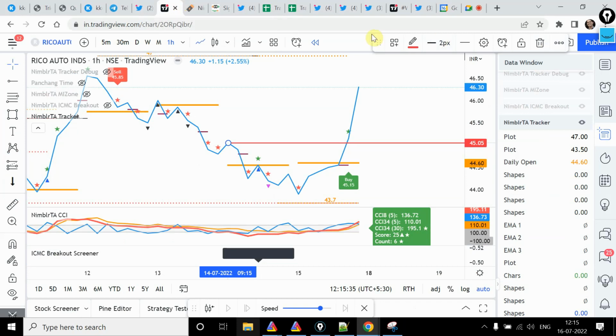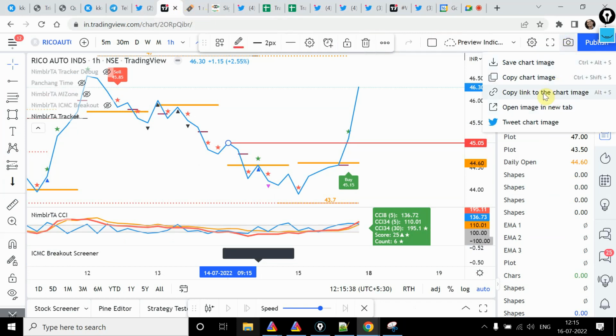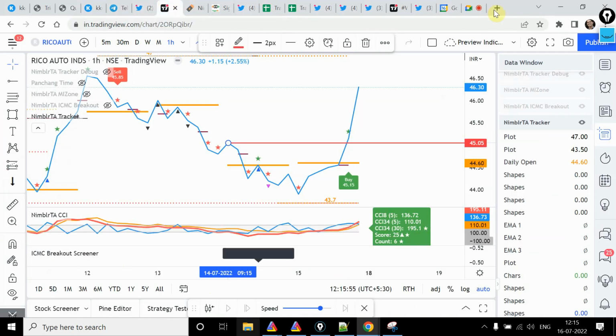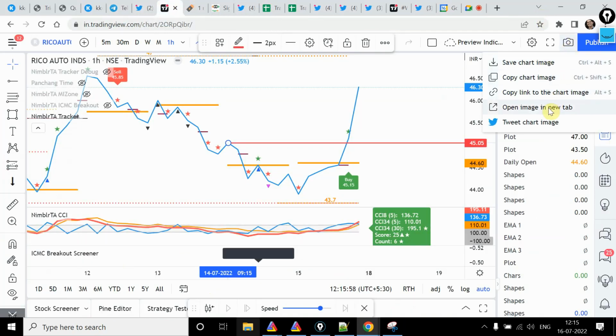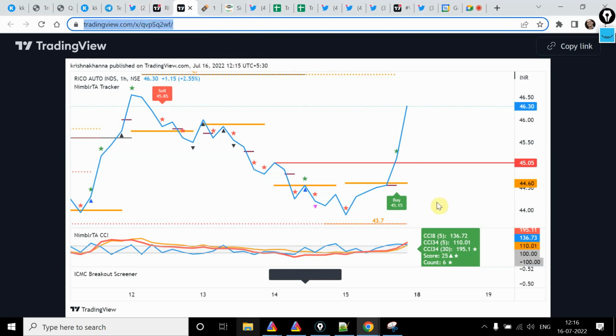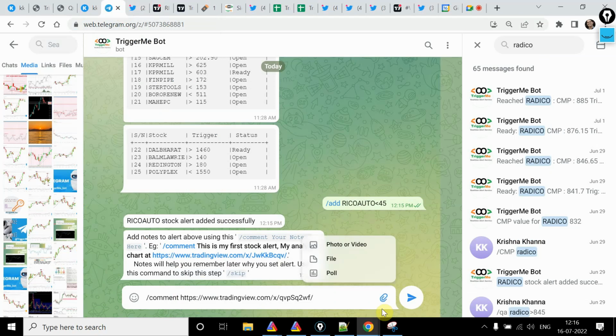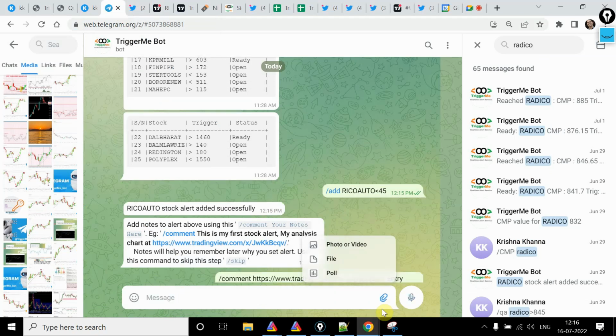And what basis is the comment I would be putting in? I will go to this particular chart, copy the link to the chart over here, and come back to my trigger me bot. I would write comment, entry, or maybe I should do this, for example, open in another chart tab. Okay, this is the link which is getting generated. Next time when I track the entry, I will see this chart on my Telegram channel over here, right? So I will put this and I will put entry, and that's all.